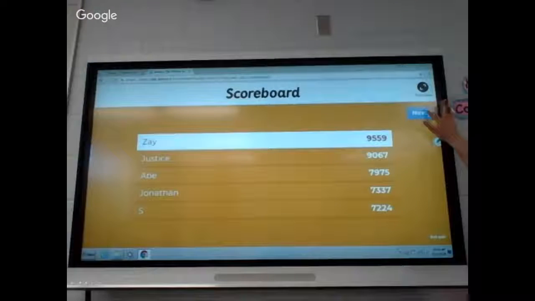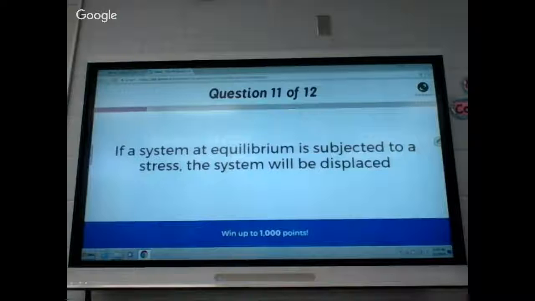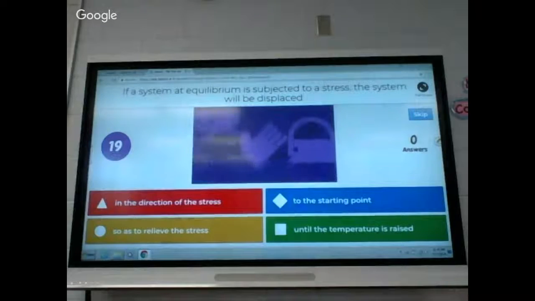one-size shape. If a system in equilibrium is subjected to stress, the system will be displaced. Direction of stress.